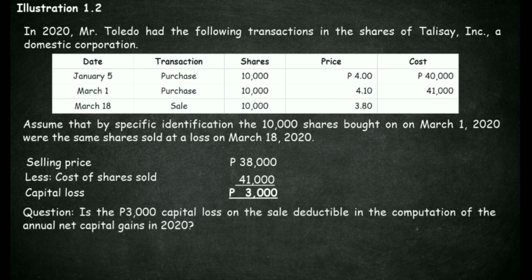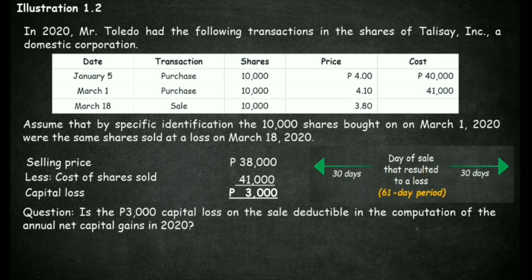The question is, is the 3,000 pesos capital loss on the sale deductible in the computation of the annual net capital gains in 2020? Okay. To answer that, we need to check if a wash sale occurred. Here is our timeline for the wash sale. When did the sale happen? That was on March 18. The shares sold were pinpointed as the shares purchased on March 1. So, what we look at now is the purchase made on January 5. The sale was on March 18, and then we have a purchase on January 5.